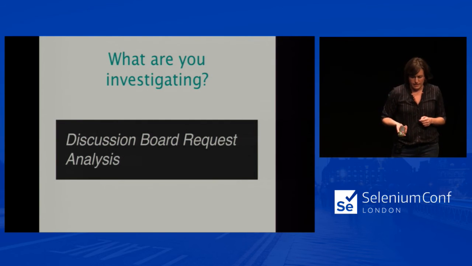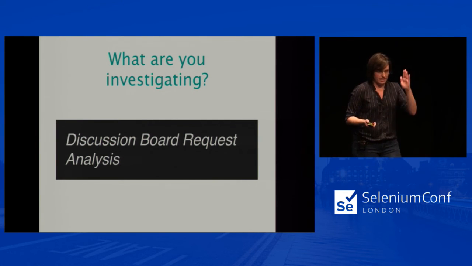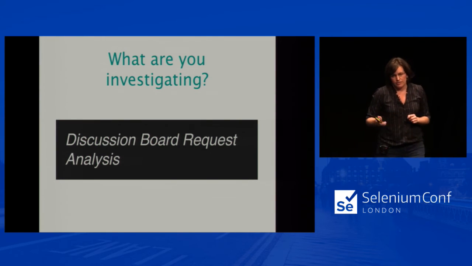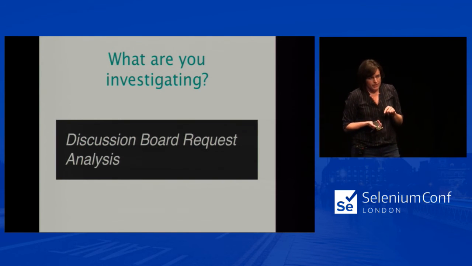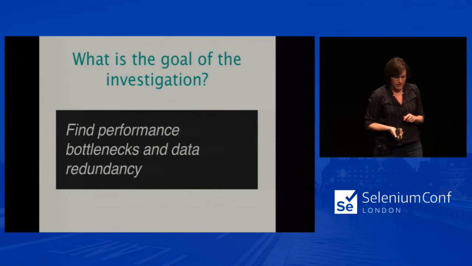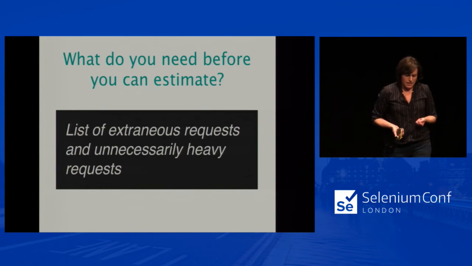What are we investigating? We know the performance of the discussion board, again, we're sticking to that same vertical slice, is poor, and we've seen in Chrome DevTools there are a ton of requests being made for that page. So we'll focus this milestone on the discussion board request analysis. So what's our goal here? Again, we aim to find these performance bottlenecks and figure out how to fix them.